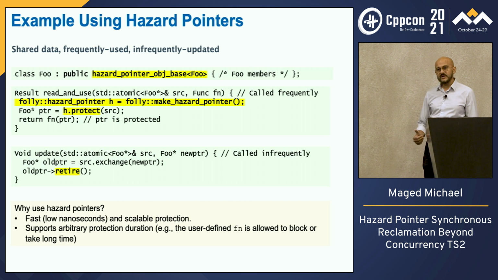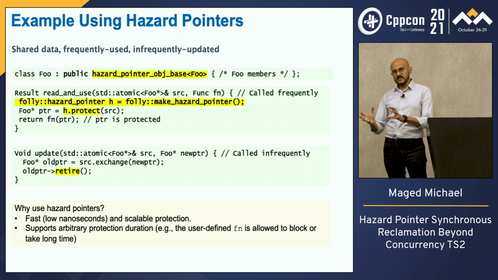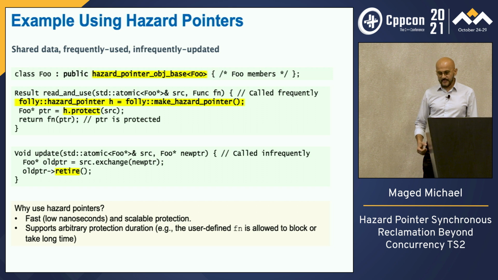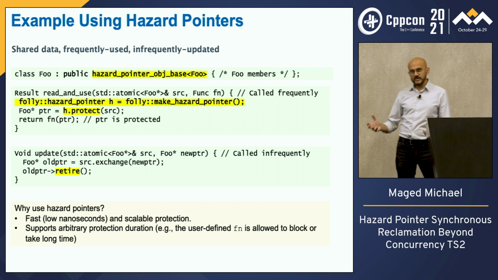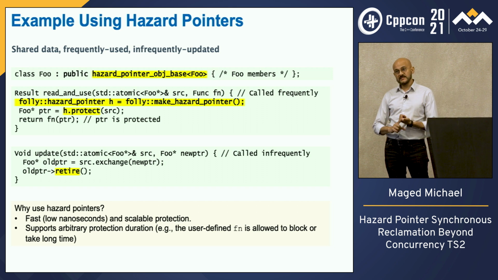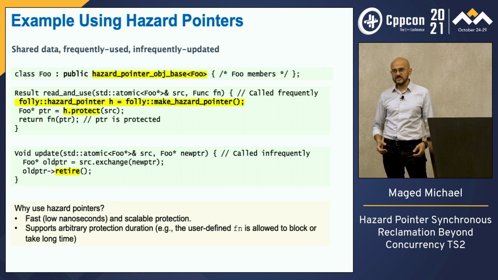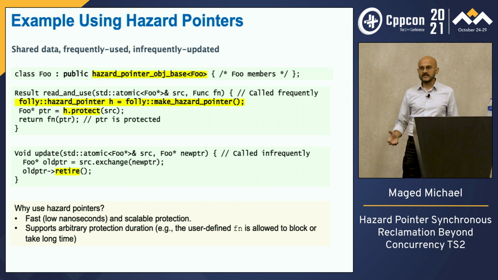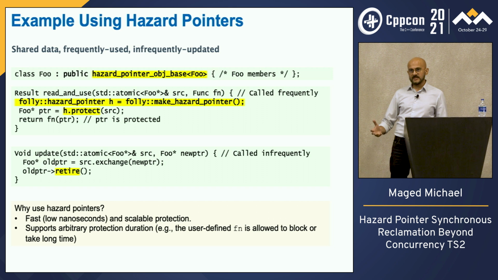That function can use that pointer however it needs, and we know it's protected. On the other hand, you have the update operation. If it removes that object, it cannot just delete it right away. It has to pass it to the library using the retire function. And just to remind people why we use hazard pointers: it's very fast, faster than even a single atomic instruction, and it supports protection with no limitation on the duration of protection.